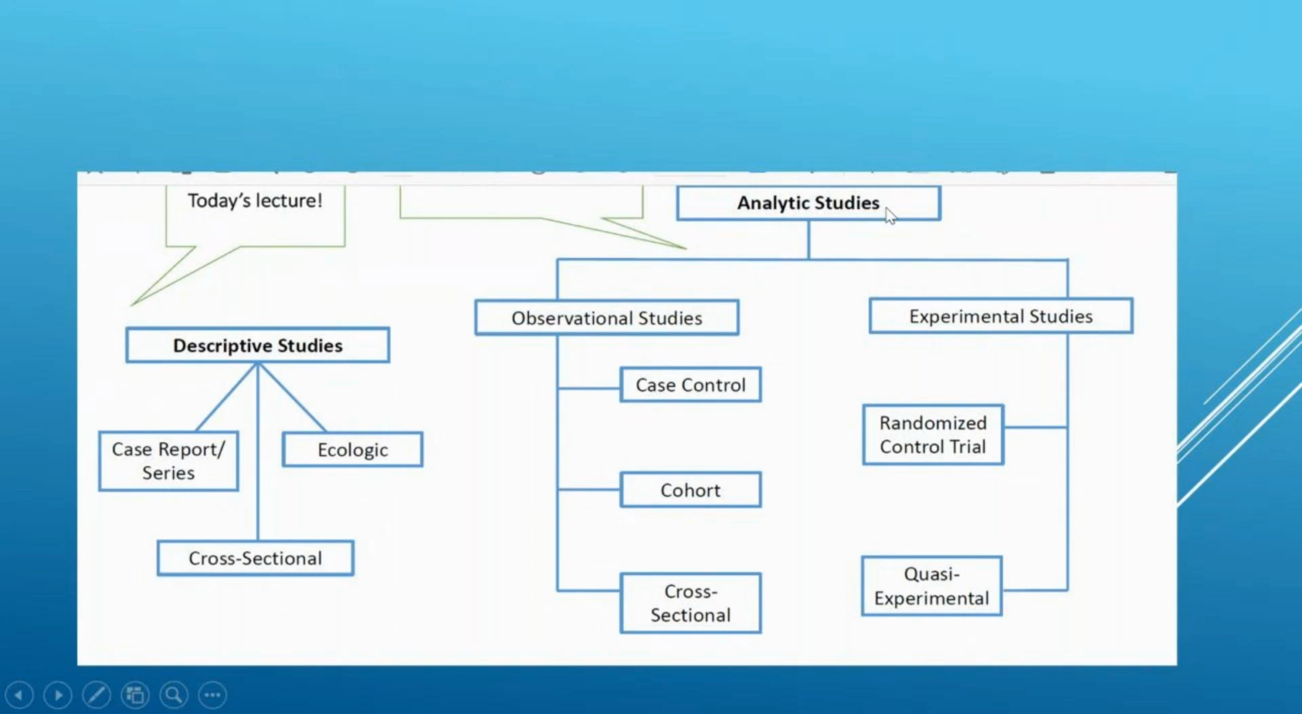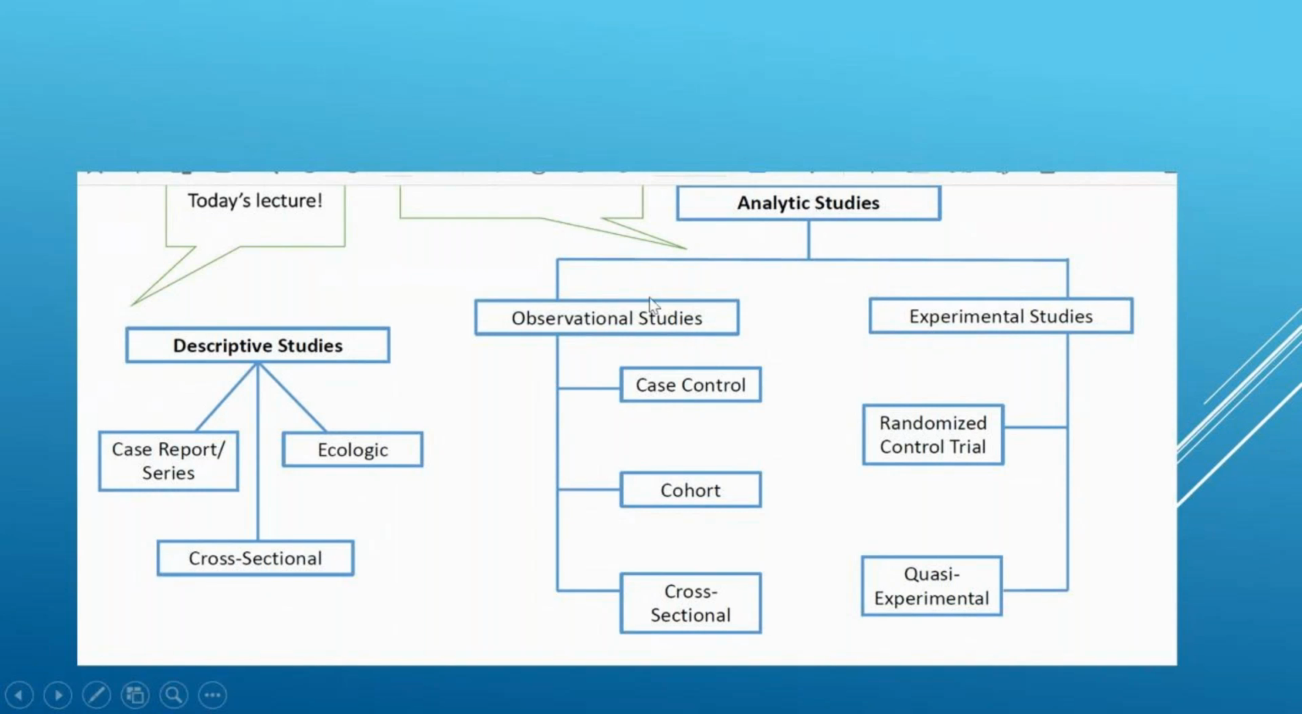If we talk about the analytic studies, again, these can be observational studies where we are just going to observe certain things, or these can be experimental studies where we are going to test some medicine or device, or compare surgical procedures. Many things can be there. So in the descriptive studies: case reports or case series, then ecologic studies and cross-sectional studies. Cross-sectional studies are studies we are doing at a certain point of time.